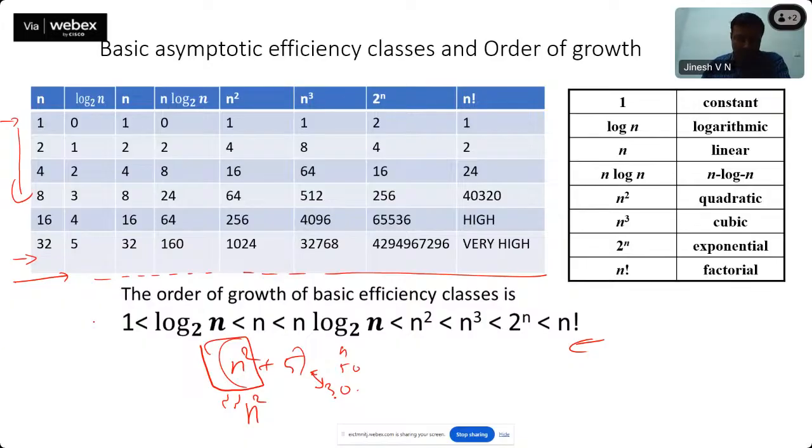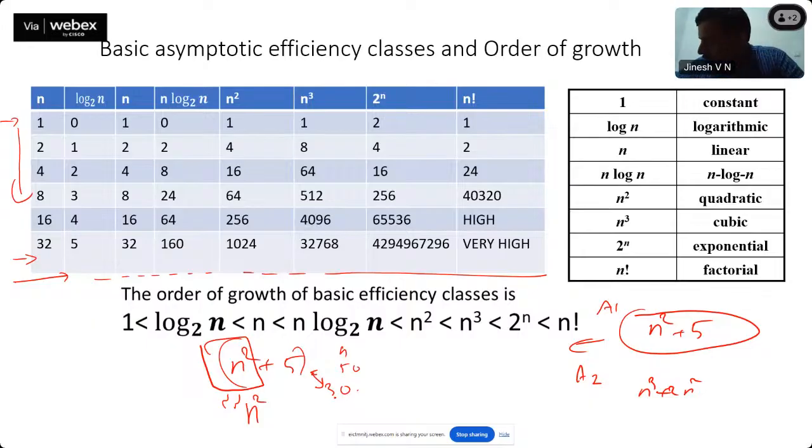Suppose we have two polynomials. What is the importance of this growth rate analysis? Whenever you are analyzing your algorithms, in algorithm 1 you get an execution time like n square plus 5. In another algorithm, you get n cube plus 2n square. Then we need to find out which algorithm is best with respect to both.